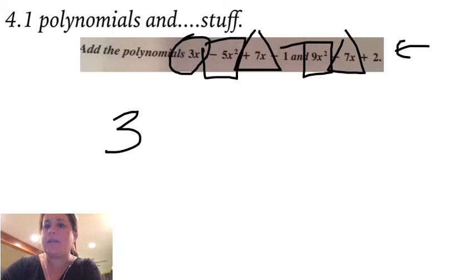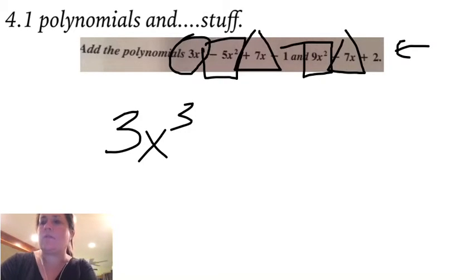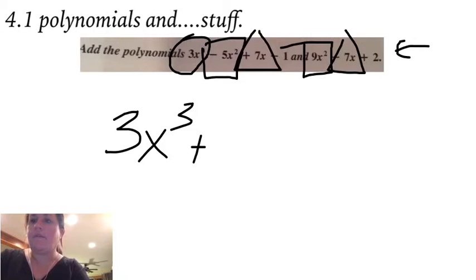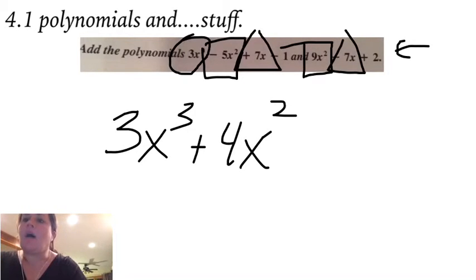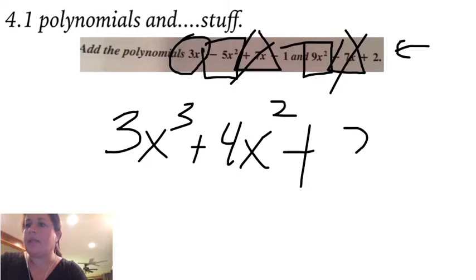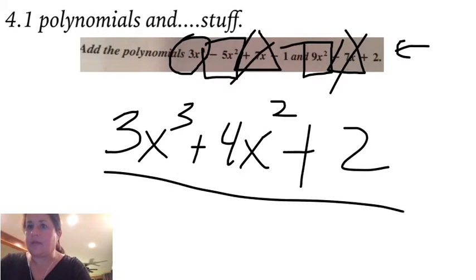So I'm going to put the 3x cubed first. I don't have anything to combine that with. Negative 5x squared combined with a 9x squared would be 4x squared, because I'm combining negative 5 with positive 9. The 7x and the negative 7x, they cancel each other out, so I don't even have to write anything down for that. And plus 2 on the end, so my answer ends up being a trinomial, simplified, adding those polynomials.